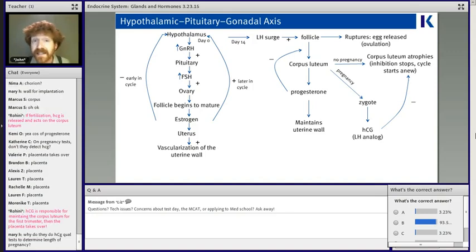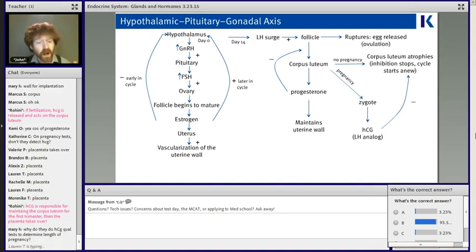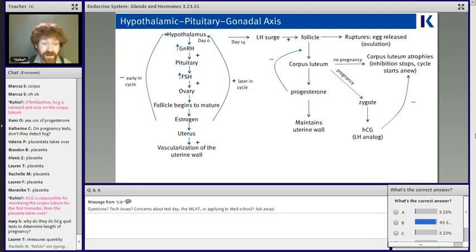Home pregnancy tests test for HCG. And it's actually released within a couple of days. So the thing is, though, if you take one of those home pregnancy tests and you've already been pregnant for 3 months, it will tell you that you are not pregnant. Exactly, which is kind of freaky.